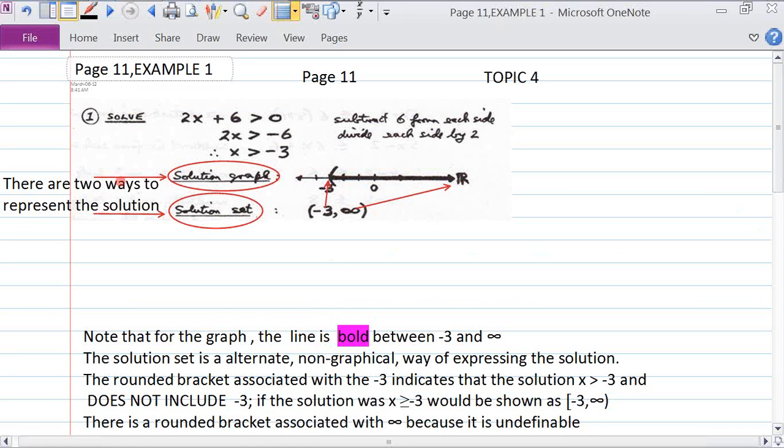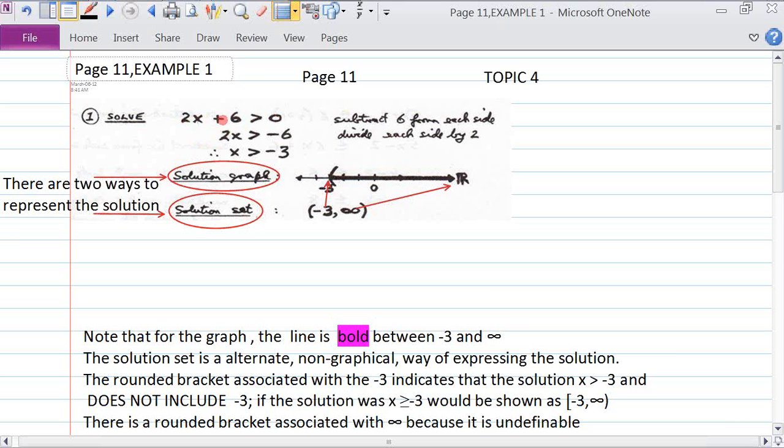And we're going to look at the first problem here on page 11. 2x plus 6 is greater than 0. Now, what we're trying to do here, remember, is to find the values of x that make this inequality true. What values of x will make 2x plus 6 greater than 0, not equal to, greater than 0?